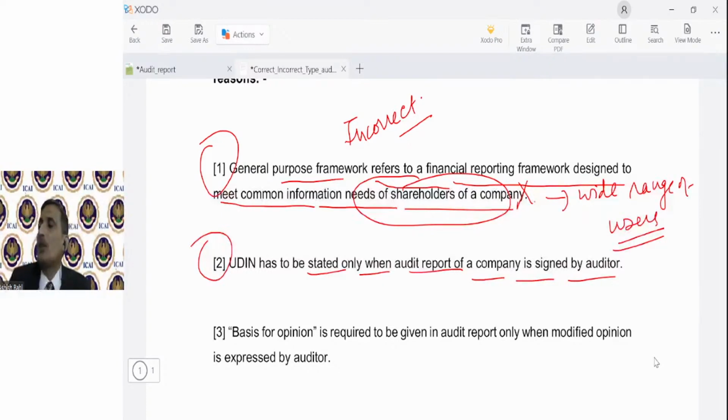Yes, tell me. Question number 2, whether this is correct or incorrect. UDIN has to be stated when the audit report of a company is signed by the auditor. If the audit report of a company is signed by the auditor, only then UDIN has to be written on it. Is this correct or incorrect? Question number 2, UDIN has to be stated only when the audit report of a company is signed by the auditor.